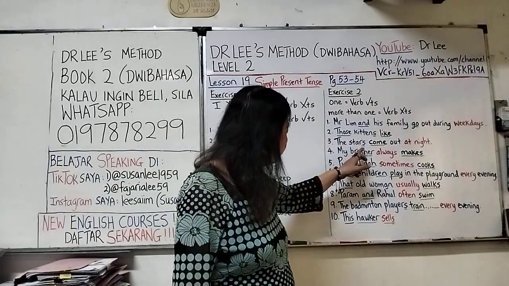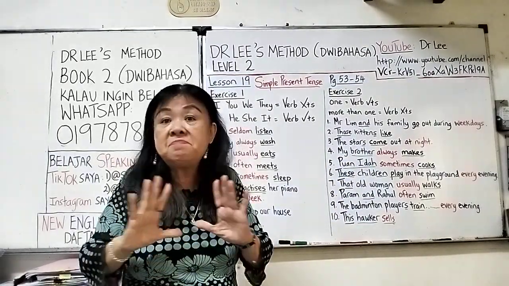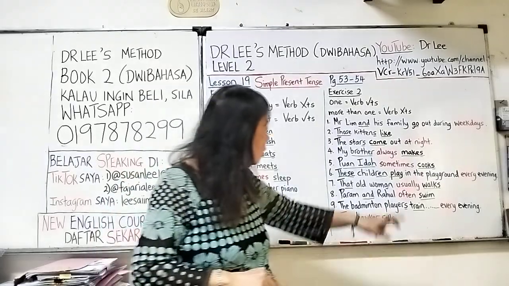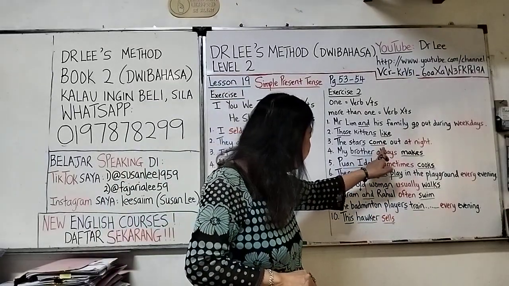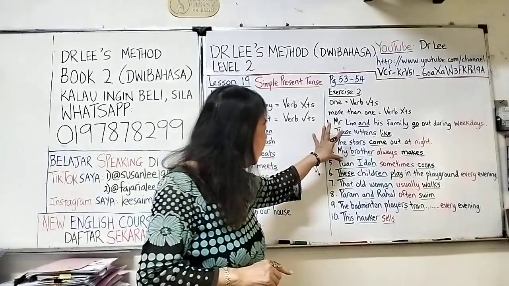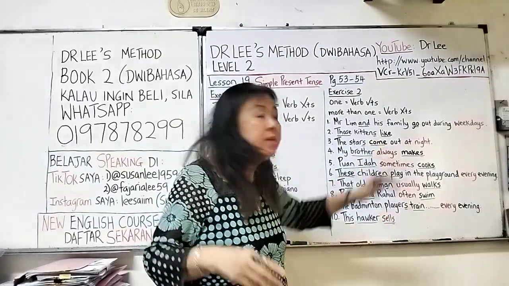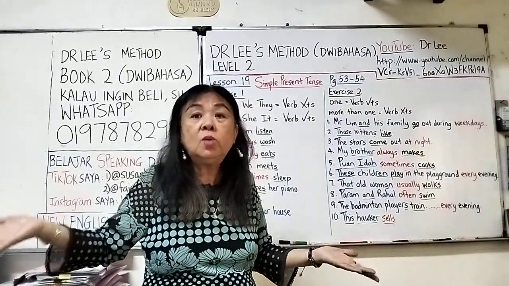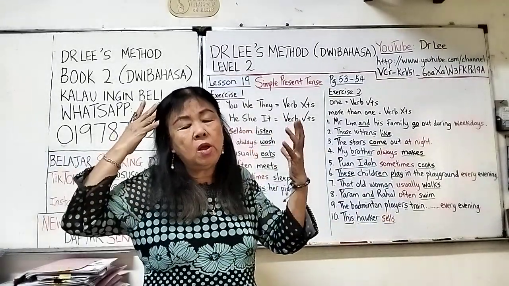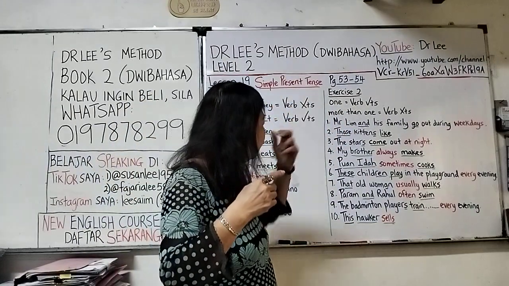The stars, I put S there. It shows that it's many, it's not one. So the verb cannot put S. Many cannot put S. One put S to the verb. At night means every night. So again, because our meaning, or we write every, therefore we use simple present tense.